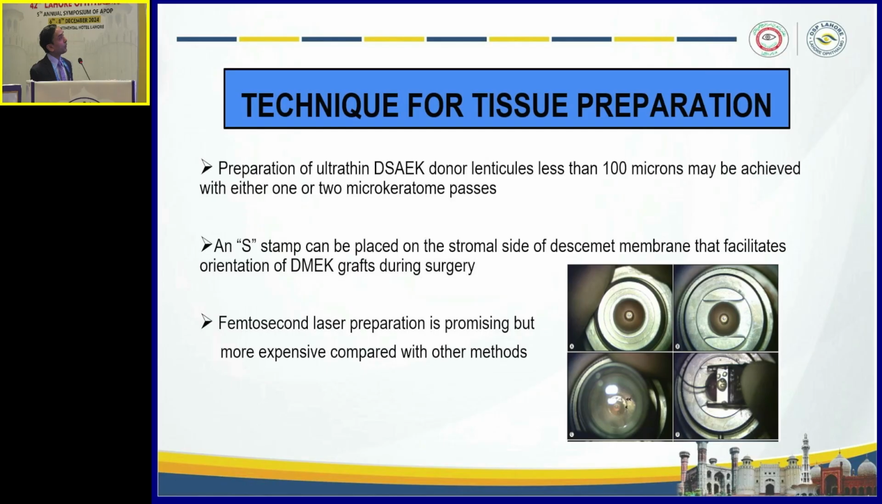Preparation of ultra-thin donor tissue, lenticule less than 100 microns, may be achieved with either one or two pass methods. In the one pass method, we check the complete pachymetry. For example, it is 550 microns after removal of the epithelium, and if you desire to have a 100 micron lenticule thickness, you should use a 350 micron blade, because generally with 350 microns you will be cutting a 400 micron anterior lamella. So the leftover tissue will be around 100 microns.